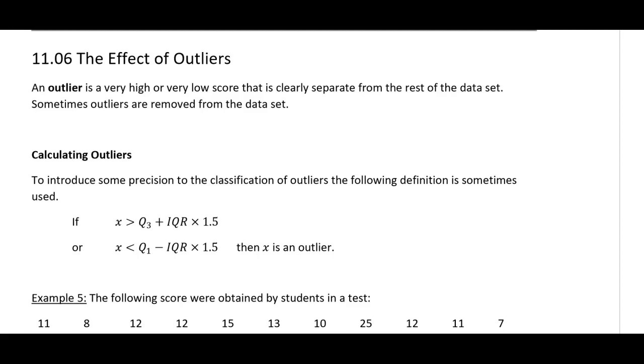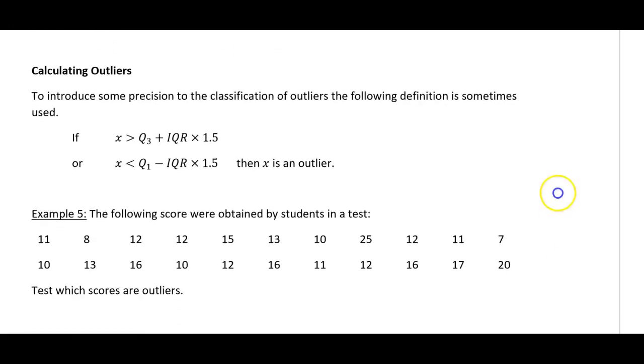So we are going to define an outlier as any score that is more than 1.5 times the interquartile range above the third quartile, or any score that is more than 1.5 times the interquartile range below the first quartile. This probably makes more sense when we use an example. It seems like a complex definition, but it's a fairly straightforward idea.